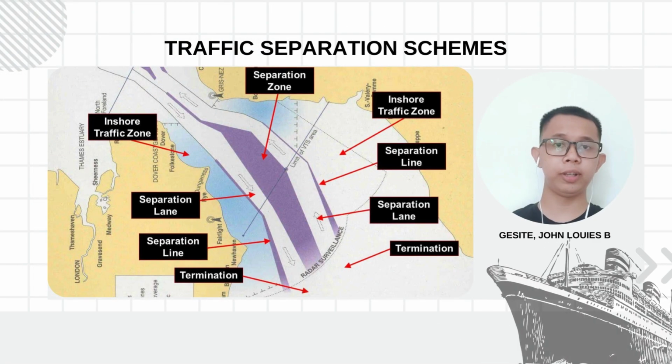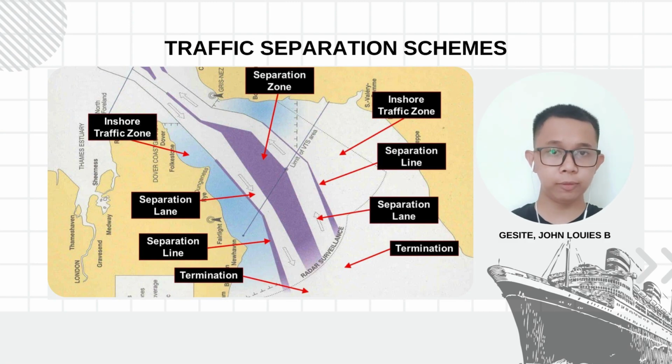Here's an example of a traffic separation scheme, and I'll give you a short explanation of each term. First is a separation zone or line. These are areas in the water where boats and ships are required to keep a certain distance from each other to prevent collision. Second is the inshore traffic zone.